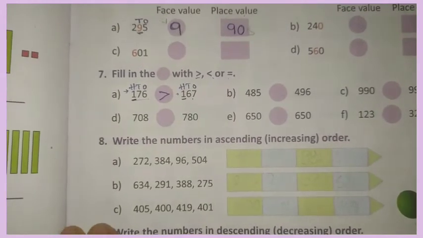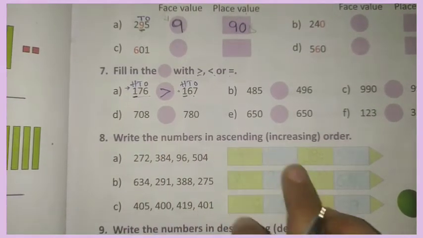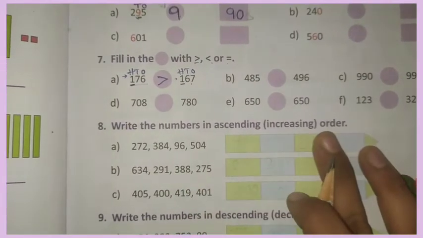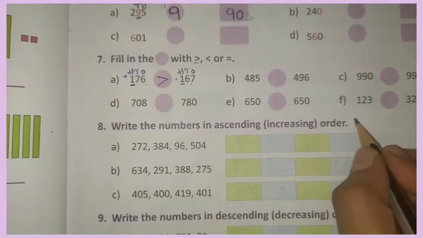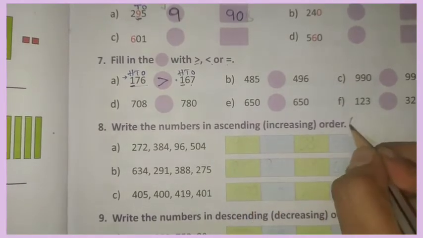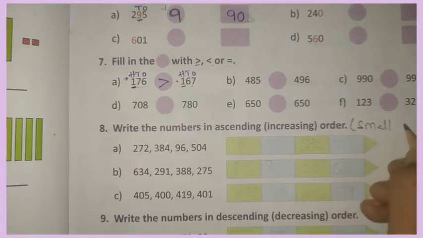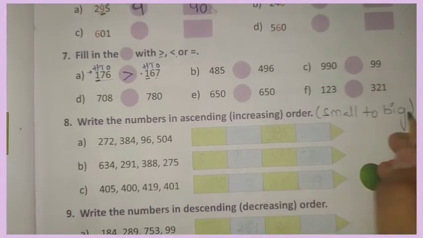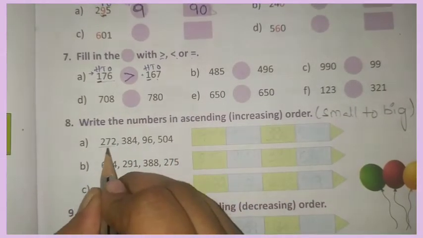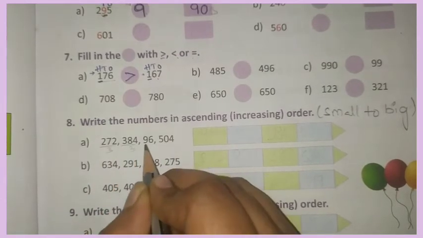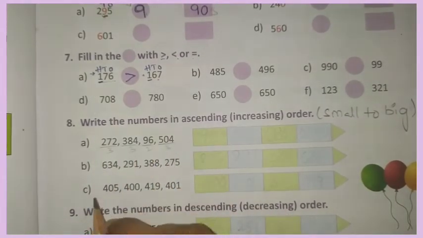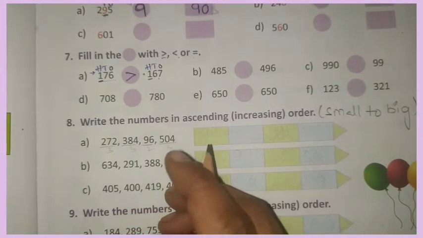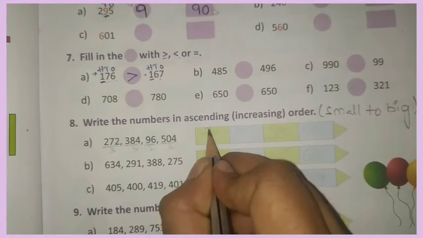Now look at the 8th bit. Write the numbers in ascending order. Ascending order means increasing order, small to big. Here this is a 3-digit number, this is also a 3-digit number, this is a 2-digit number and this is a 3-digit number. So the number with fewer digits will always be the smallest. So 96 we will get first.